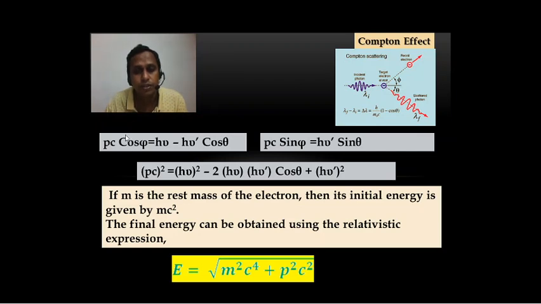Because p²c²cos²φ is just like (a − b)², that is a² − 2ab + b², which is (hν′)² cos²θ, and here also (hν′)² sin²θ. (hν′)² we can take outside, so what we get is sin²θ plus cos²θ, that is again 1. So p²c² = (hν)² − 2hνhν′ cosθ + (hν′)². Okay, this is one equation.